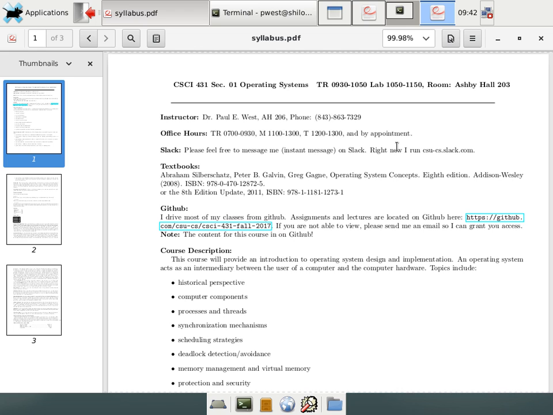This semester I'm trying to do an experiment to see if people prefer instant messaging. I've used a program called Slack. Have any of y'all used that before? Yeah. So I am on Slack, csu-cs.slack.com. It's real easy, guys. Just download Slack. You actually don't even have to download the app. You can do it through the web browser if you want to. But go online, make a username, join the Slack channel, and if I can tell who you are, I'll add you to the right channel. Otherwise, tell me who you are so I can figure it out.